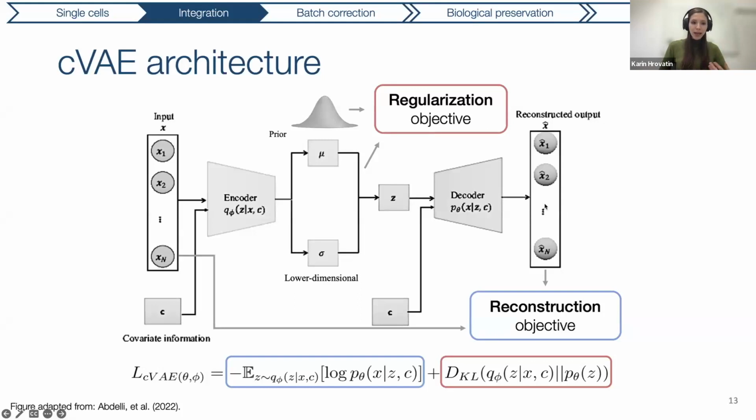To train this network, we have two objectives. One of them is the reconstruction objective. It basically checks if the predicted expression is similar to the input expression. And the second one is the regularization objective, which basically checks if our posterior parameters are close to the prior.